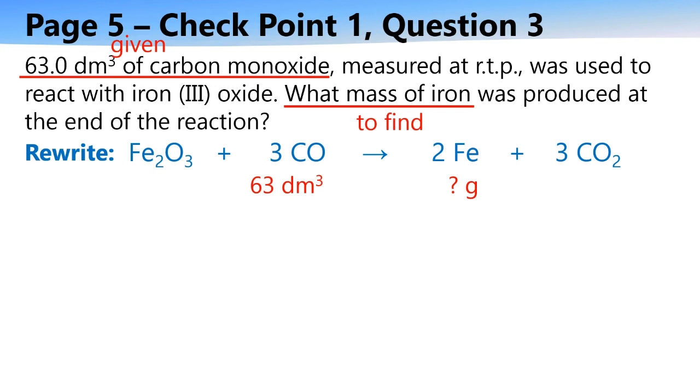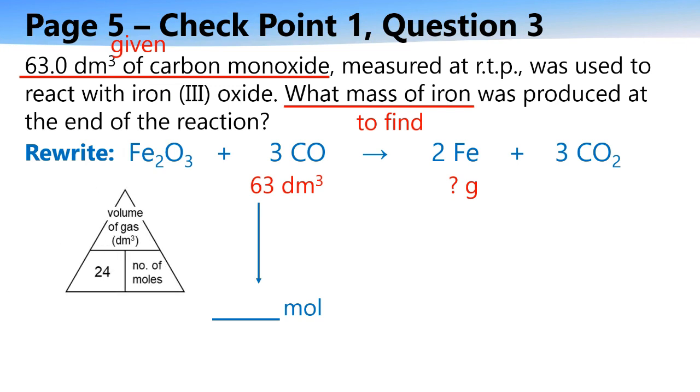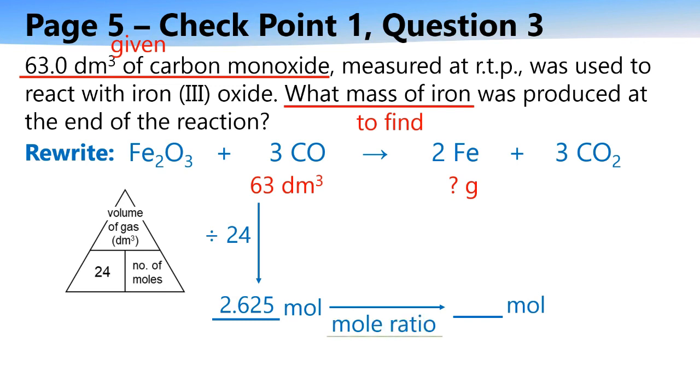Given 63 dm cubed of carbon monoxide, how many moles is that? For volume of gas to convert to moles, as we have just previously covered, we divide by 24. And in this case, I get 2.625 moles. Now, given that I have 2.625 moles of carbon monoxide, how many moles of iron will I produce using the mole ratio? In this case, what is the mole ratio? The mole ratio is 3:2. So if 3 units represent 2.625, 1 unit is how much, and therefore 2 units is how much? If you use a bit of mathematics, 2.625 moles will produce 1.75 moles of iron.